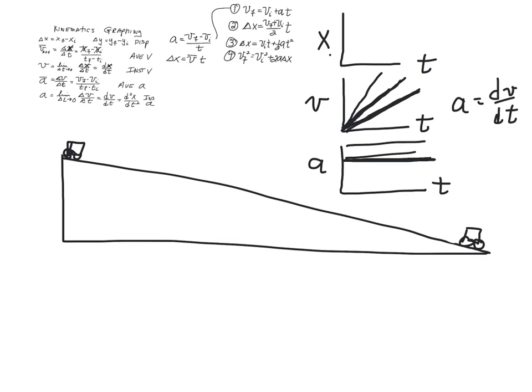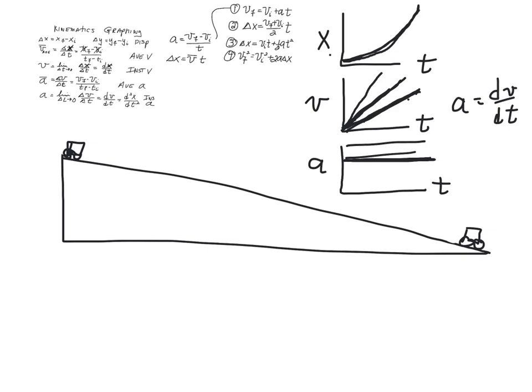Since the velocity is constantly increasing, that means the amount of distance that the cart covers is going to be small in the beginning, and as the velocity increases, it grows, and so the shape of this graph is a parabola.